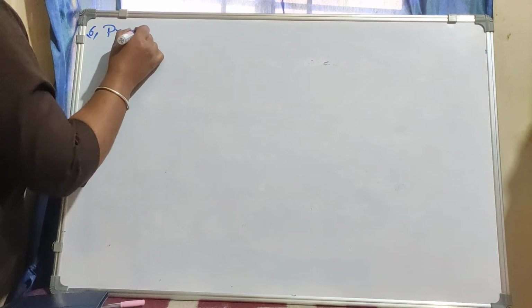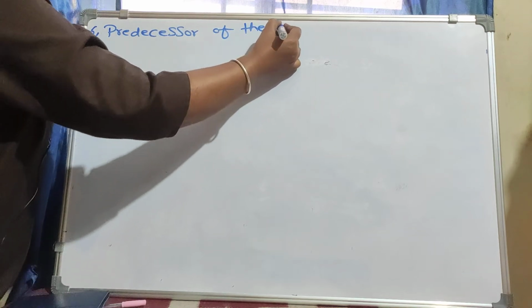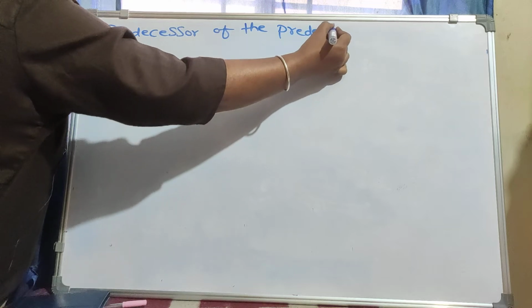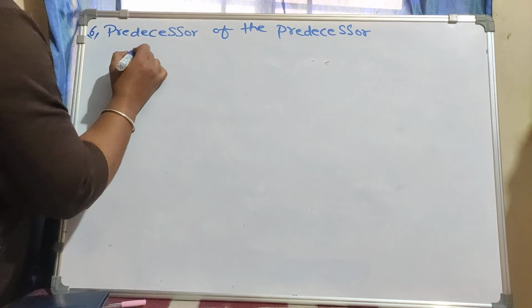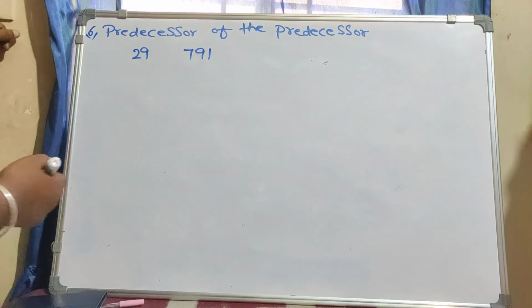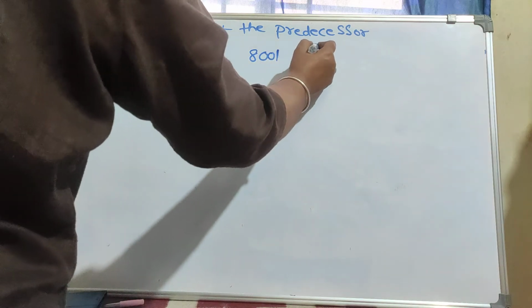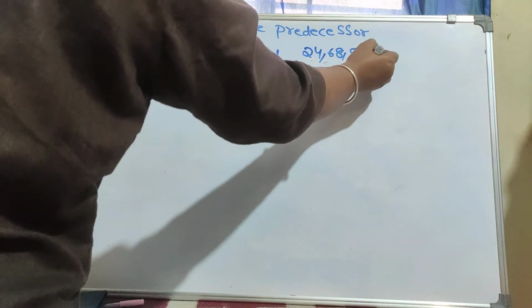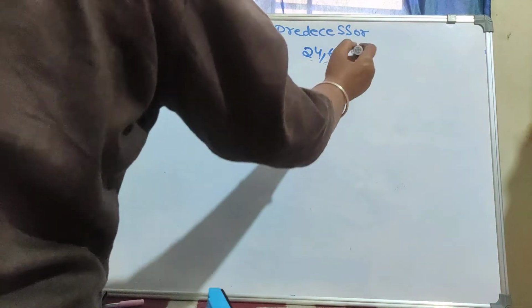Sixth question, give the predecessor of the predecessor. We need to find out the predecessor of the predecessor. So given number 29,791,8001,24,68,298.